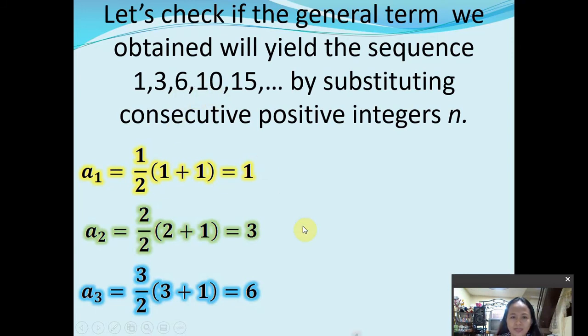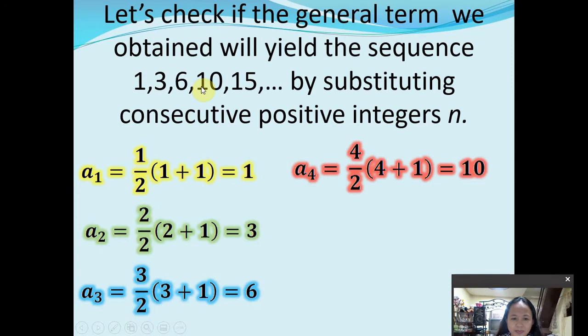Next, we have the fourth term, which is 10. So how did we get 10? That's our fourth term, so our n will be replaced with 4. We also have n here with 4, and the other n here is 4. So we have 4 divided by 2, that is 2. 4 plus 1, that is 5. So 5 times 2 is equal to 10. Okay, so we come up with the fourth term, which is 10.